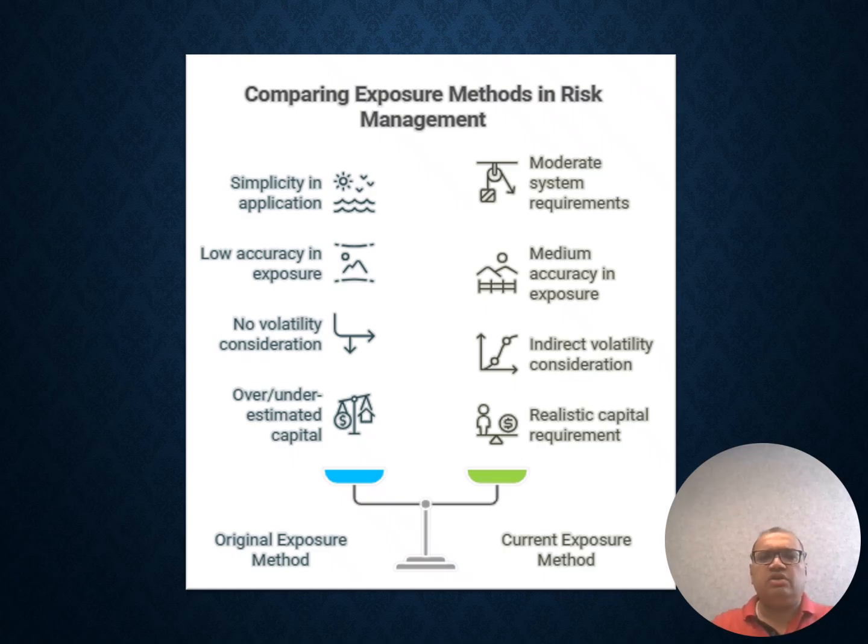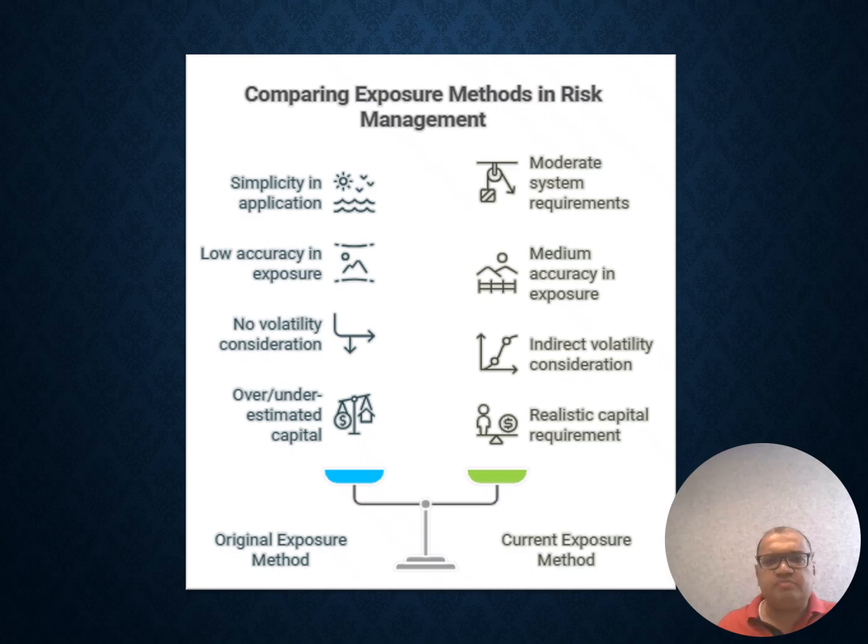First of all, in the original contract method, there is no mark to market, and hence it's very simple. You just apply, based on the type of contract and the bucket it falls in, the percentage. Since it's just an arbitrary value, it's low accuracy in exposure. There's no mark to market, no volatility, because there's no mark to market taken. So there's no volatility exposure taken, and because of all this, it could under or overestimate the capital. You could either over gauge your risk or under calculate your risk.